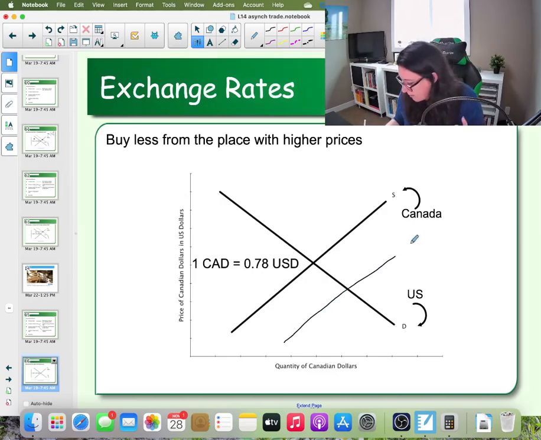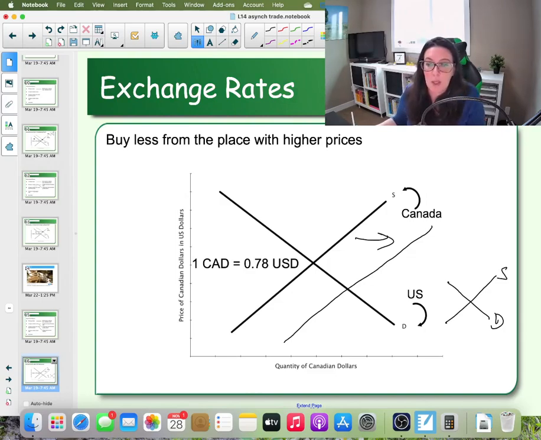If Canada experiences more inflation than the US, then us in Canada, we would rather buy from the US, which means we take our Canadian dollars, we trade them for US dollars, so the supply of Canadian dollars out in the rest of the world increases and it pushes the Canadian dollar down relative to the US dollar.